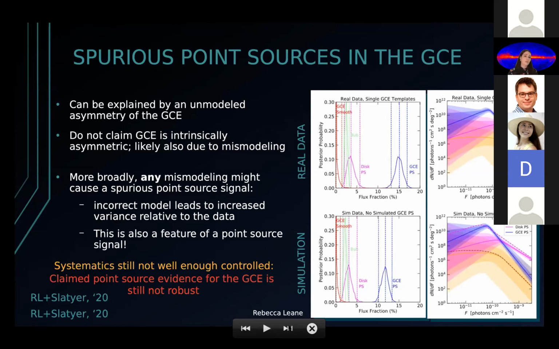But this is also one of the features of a point source signal. Before, I was speaking about this extra pixel to pixel variance, all these peaks; you're looking for variance when you do this. So statistically, they can look similar, and this can trick the fit into thinking there are point sources there when they really aren't, and instead you just mismodeled something. So it seemed like the systematics still weren't well enough controlled in this method. At this stage, we don't think the claimed evidence for point sources is robust. We also don't think it means that it's dark matter. There are just some systematics here that we really need to understand before we want to claim anything.